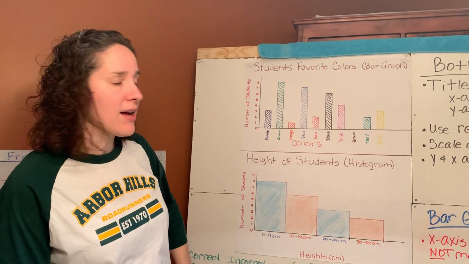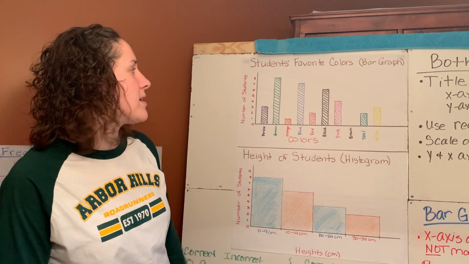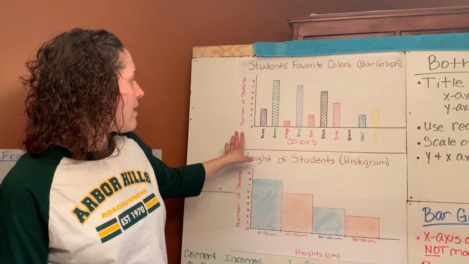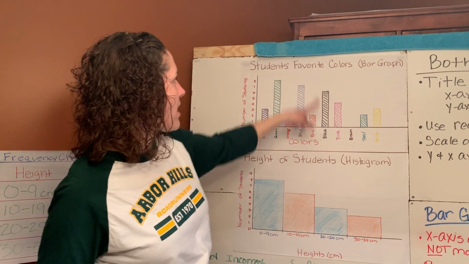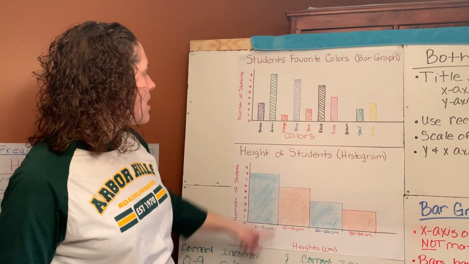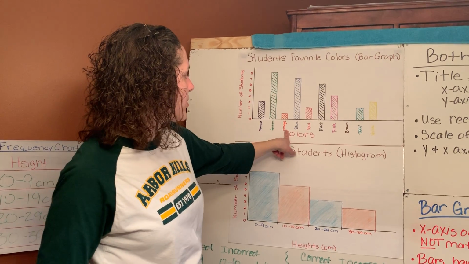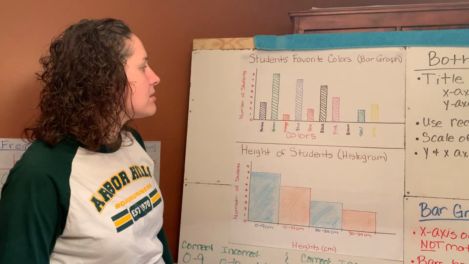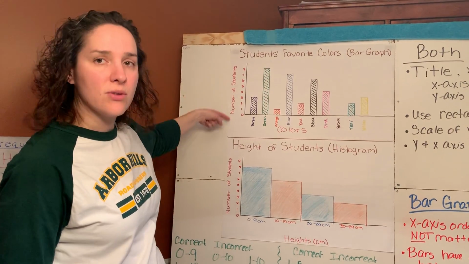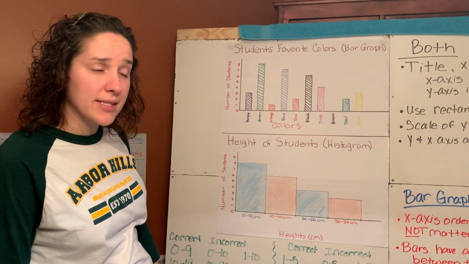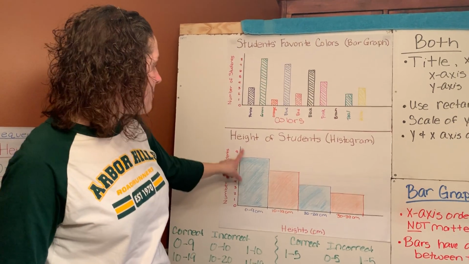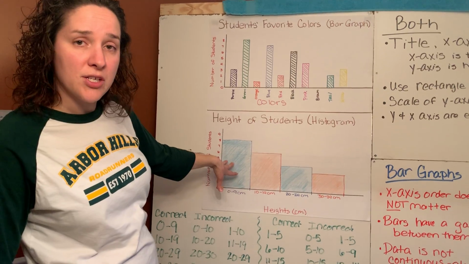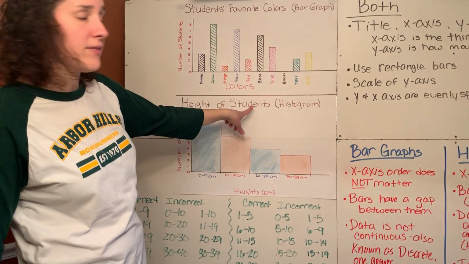And with this bar graph, it's very much like what you would have done in elementary school. I have the categories down here, so I graphed students' favorite colors. The different colors down here: purple, green, orange, blue, red, black, pink, brown, teal, and yellow, and the number of students who would have responded over here on the side. The bottom is a better representation with a histogram, and this is the height of students.